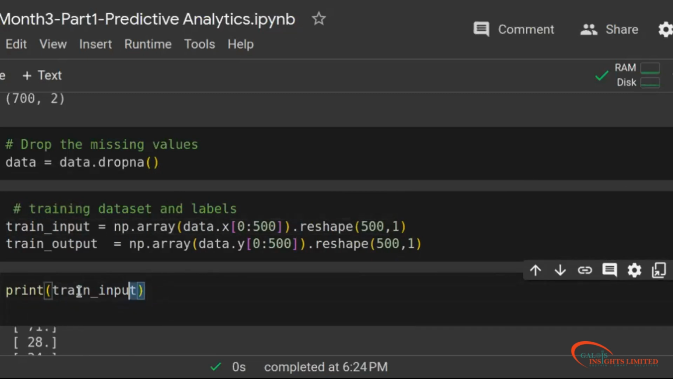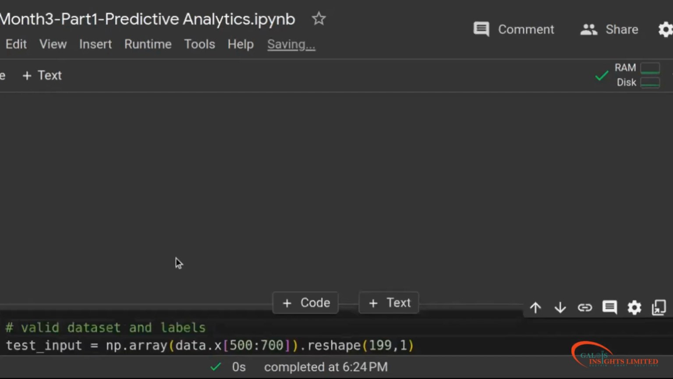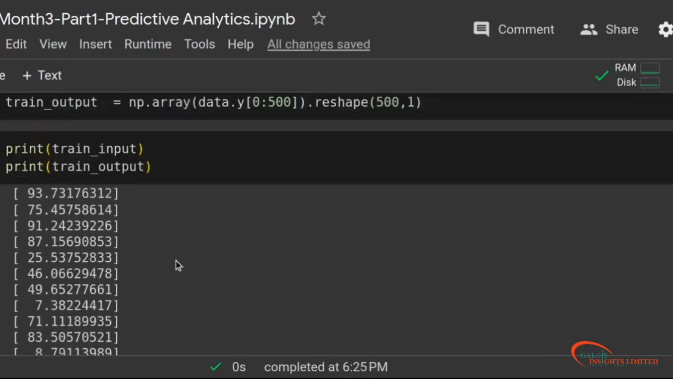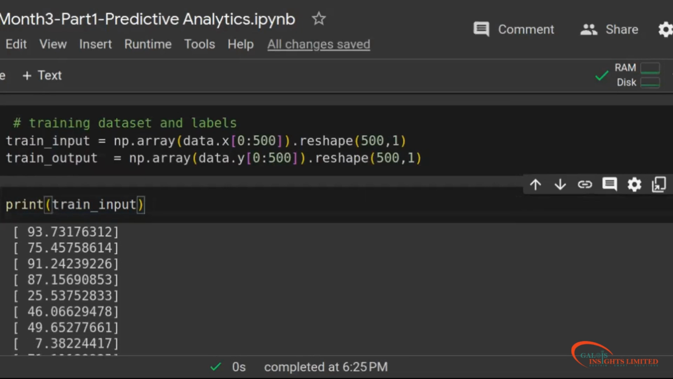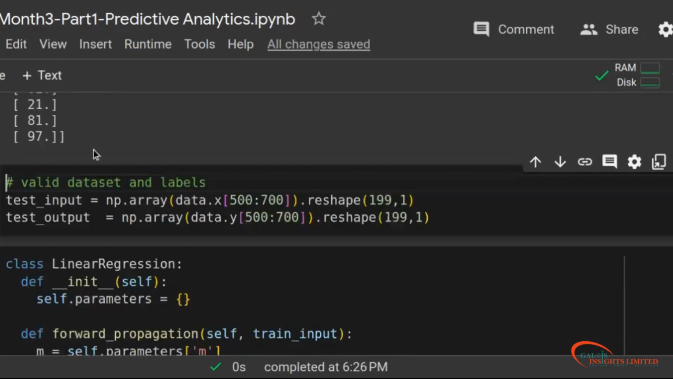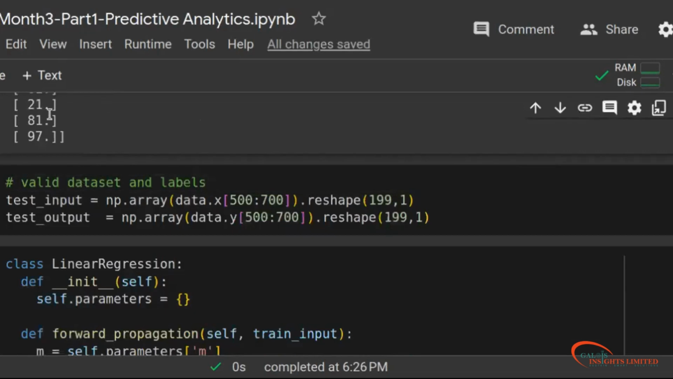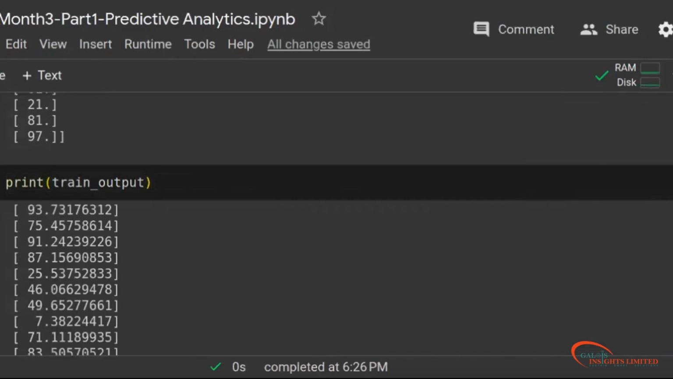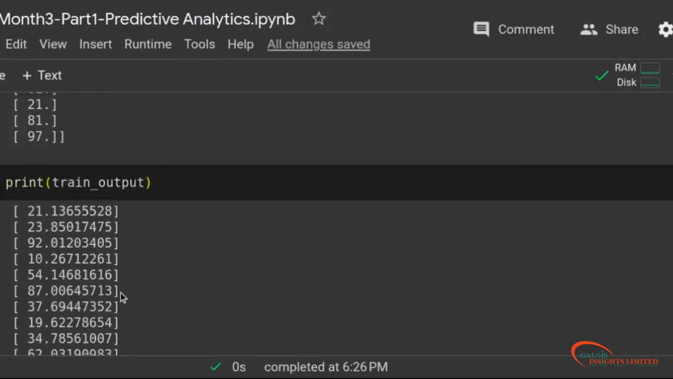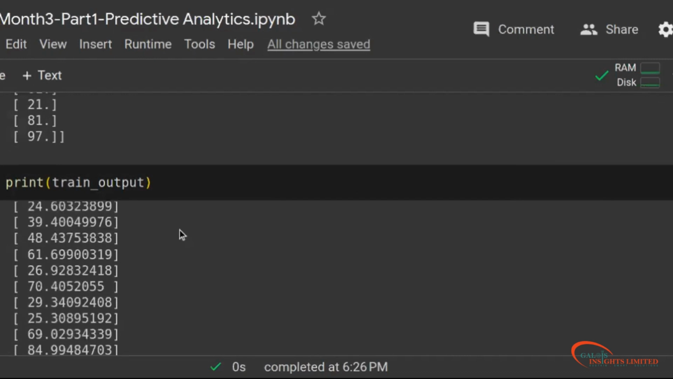Let me see. Yes, so the predicted is also giving valid. And we have the output values too as well. So it's simply a way of transforming the data set.